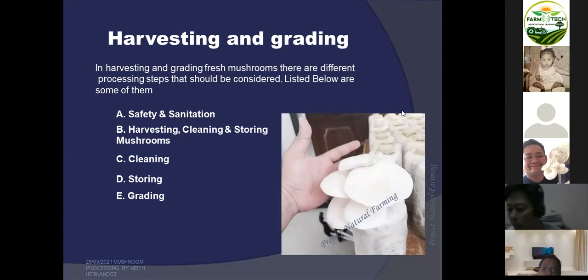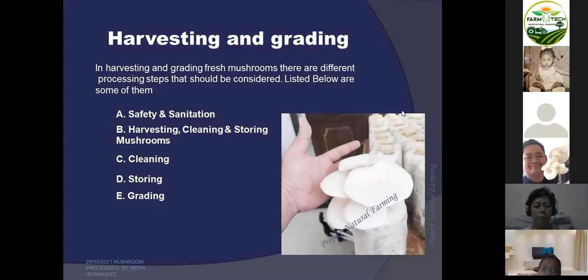First is yung sanitation, safety and sanitation mo. Let us always consider that mushrooms produce spores, no? Especially when they're already at their fruiting stage. May mga spores po yan o mga maliliit na fungi na pwede nating malanghap.